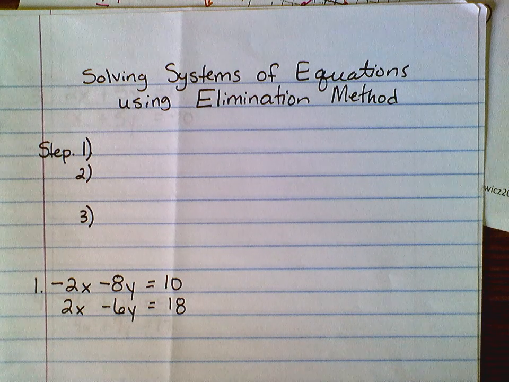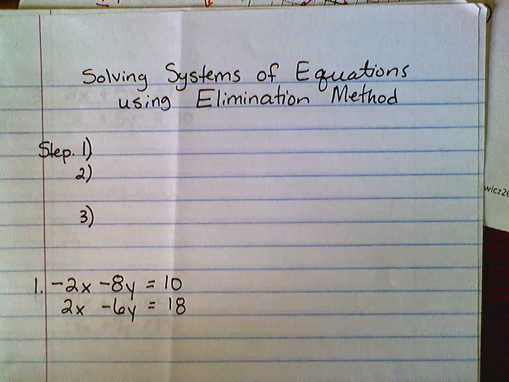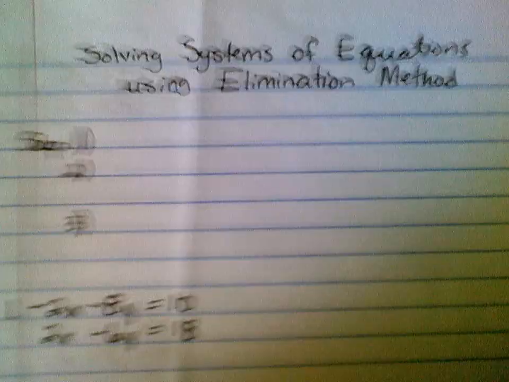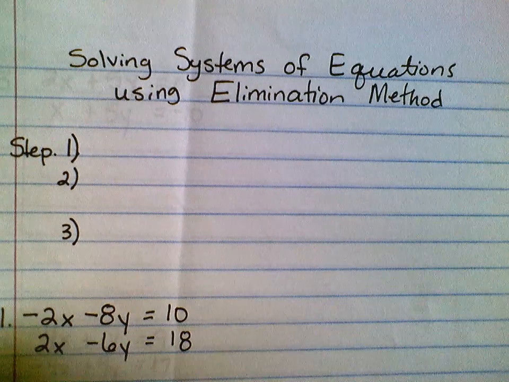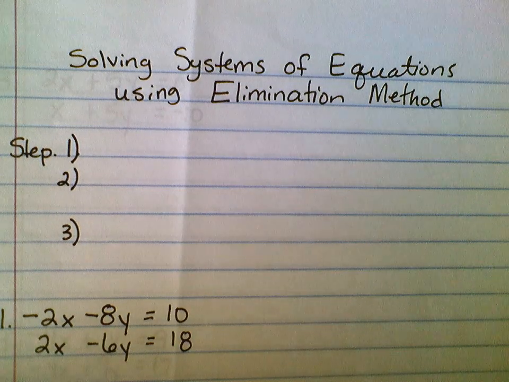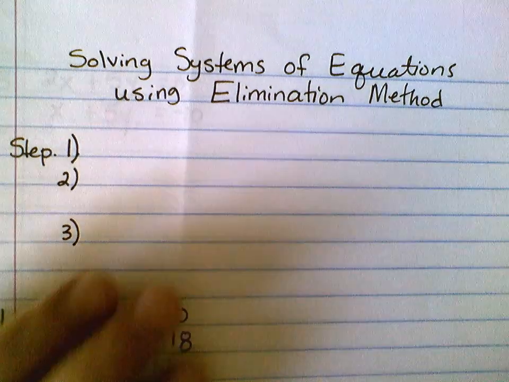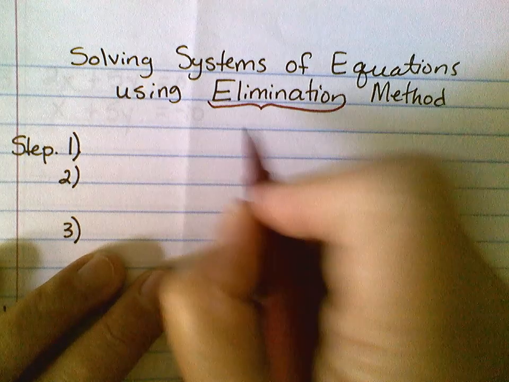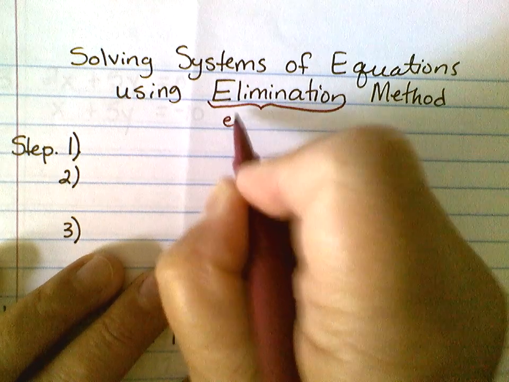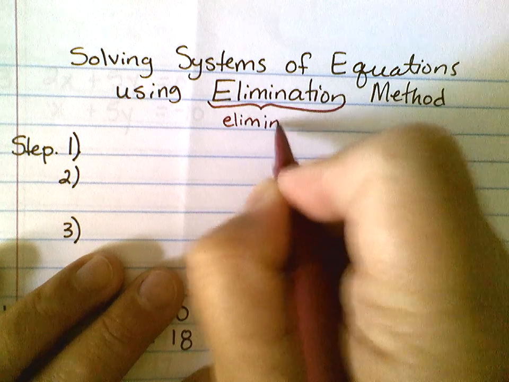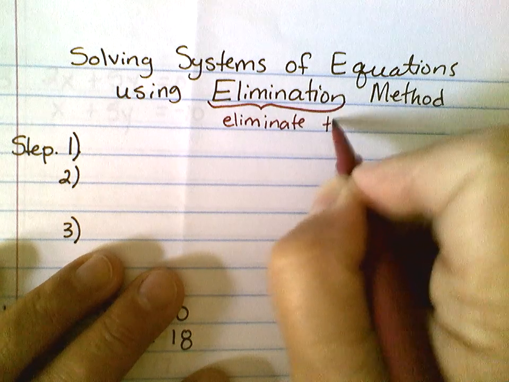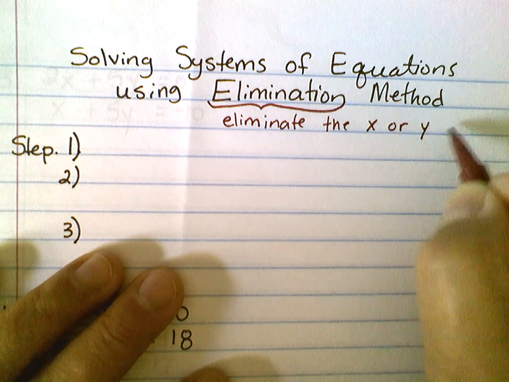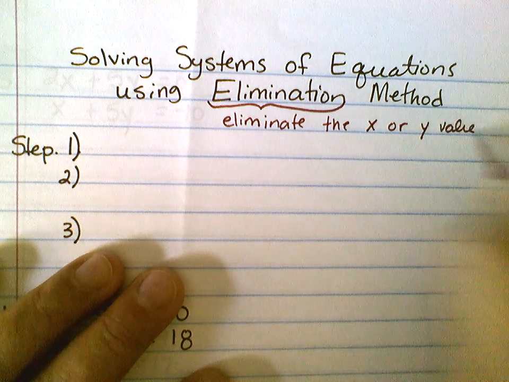We talked about solving systems of equations by graphing the lines and looking for that common point of intersection. Now we're going to talk about using the elimination method. We call it the elimination method because that's what we're trying to do: eliminate the x or y variable value, whatever.